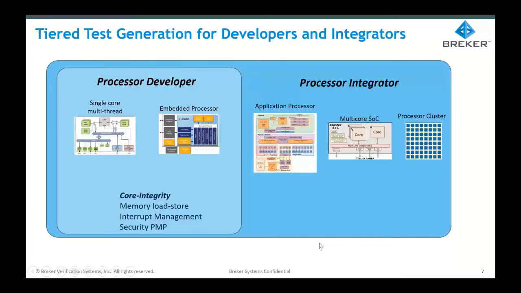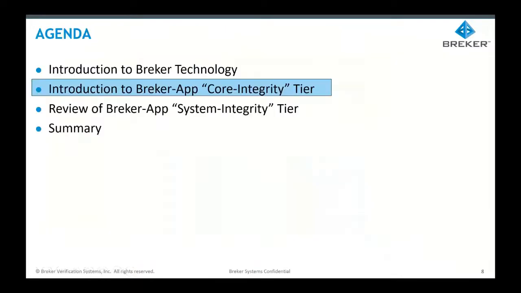Now, the Breker app that we have has two different phases. The core integrity, you can think of it as tests that will apply to a simple core that you're designing. And the system integrity, you can think of it as the one for the bigger multi-core SoCs that your processor might go into. So either way, we have the core integrity tier and the system integrity tier, depending on what you're designing. This is exactly what I'm going to talk about next, and we're going to start with the core integrity.